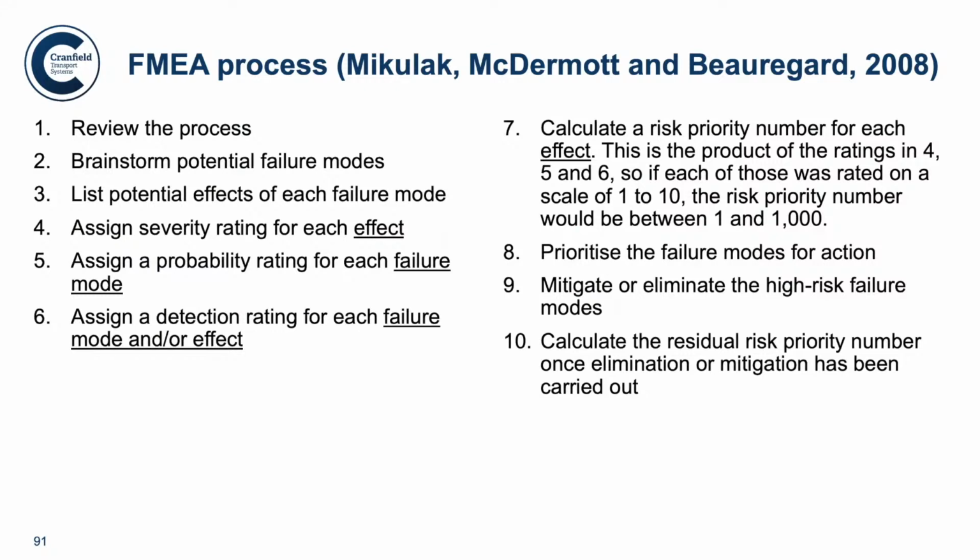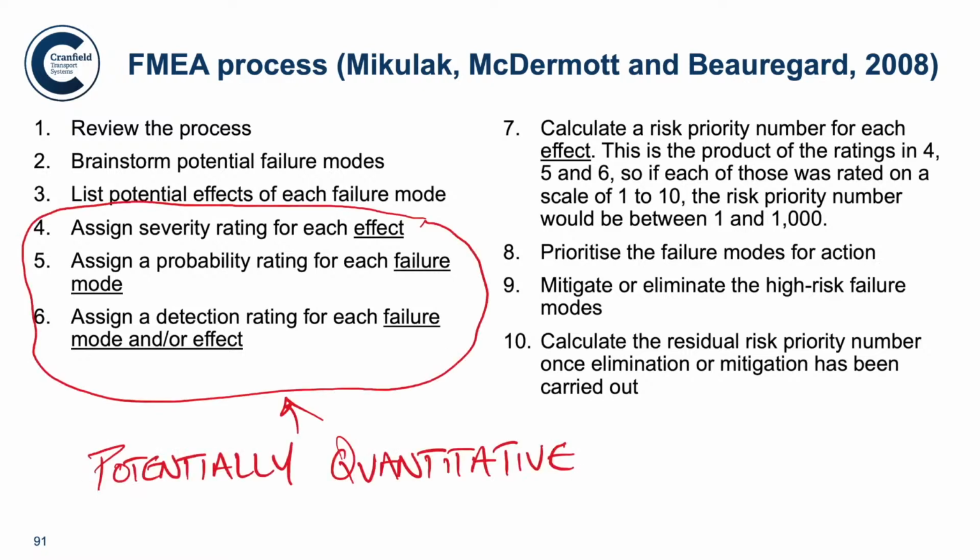I'm not going to go through this in any great detail, but this is from a paper from 2008 where the FMEA process is quite succinctly put down in 10 points, and you can read those yourself, but I would definitely recommend that you go and do a little bit more reading on FMEA, even if it's only the wiki page about it. But it's these parts that are potentially quantitative: assigning a severity rating for each effect, assigning a probability rating for each failure mode, and assigning a detection rating for each failure mode and/or effect. So that's where we can include data, and that's why this becomes a very powerful analysis.